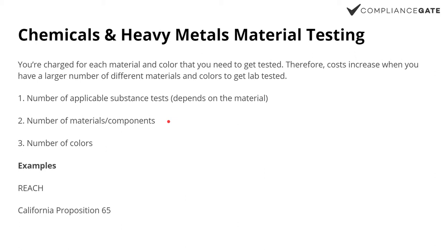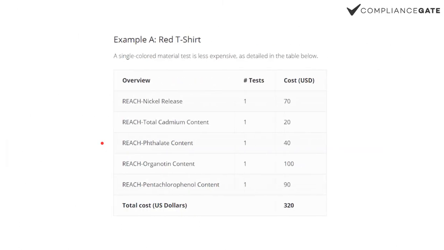Then by extension, the number of materials and also components that go into making a product is also a multiplier. So the more different parts you have, say a handbag or a backpack, right? You have different clasps and linings and whatnot, logo patches and so on, and each material adds to the testing cost bill. Likewise, the number of colors also has an impact. So this gives you an idea.